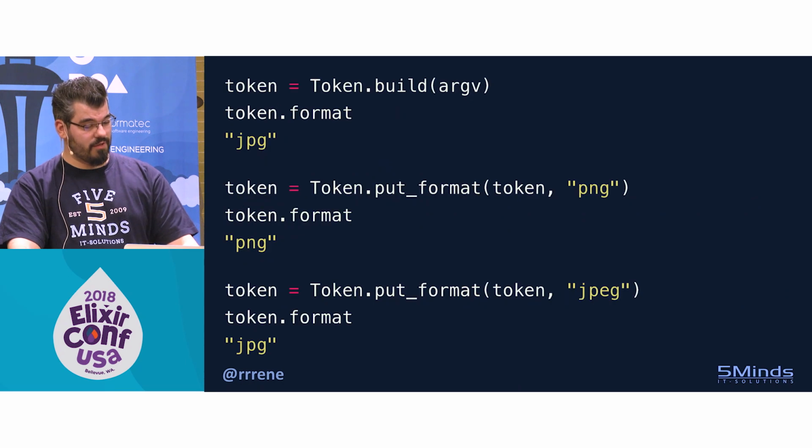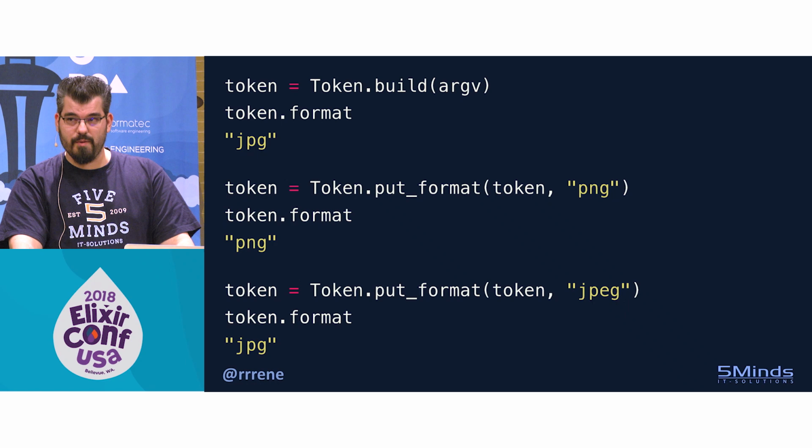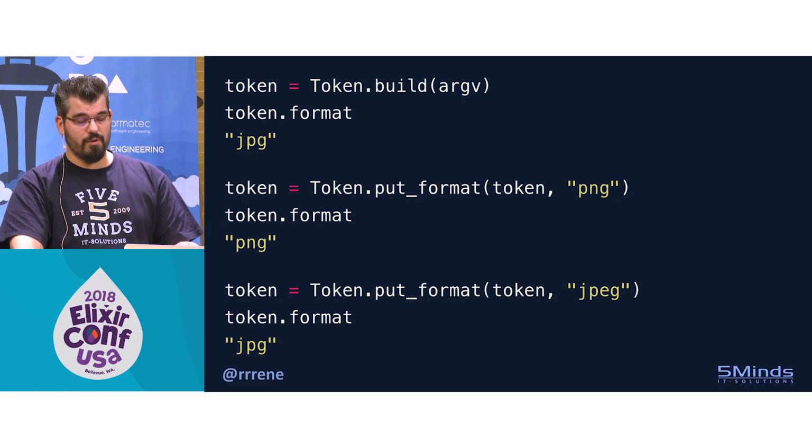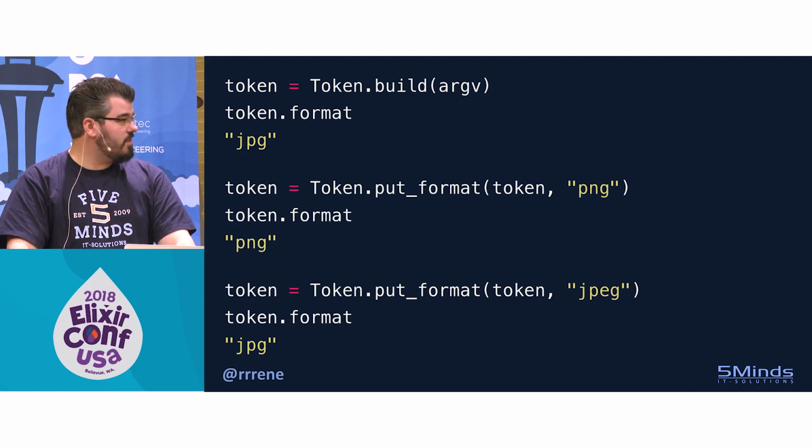Let's see how this works. So first, we build the token, and the format is, as expected, JPEG. When we use our put format function to change the image format to PNG, we achieve the desired result. And when we try to change it to JPEG, but write JPEG with the additional E, that works as well.